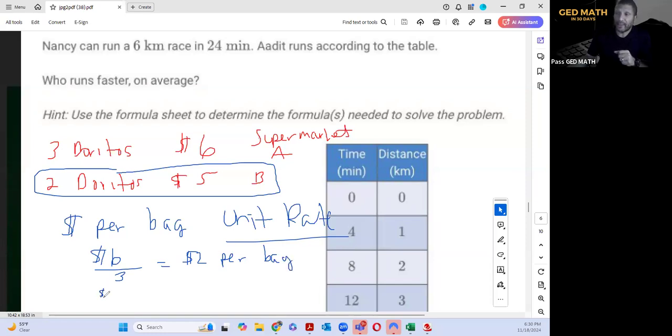Supermarket B, it costs me $5 for 2 bags. 5 divided by 2 is $2.50 per bag. So the better deal would be, like you said, supermarket A. Why? Because each bag of Doritos only cost me $2.